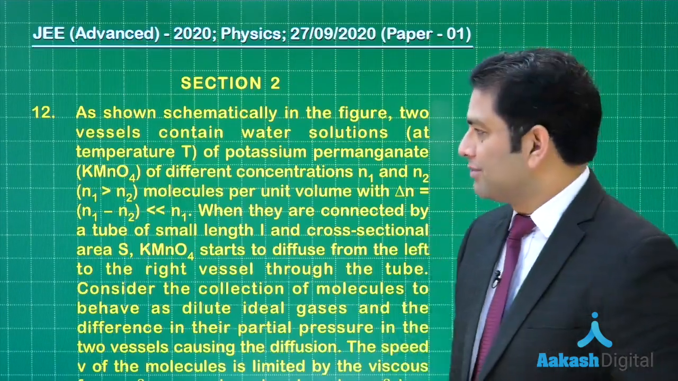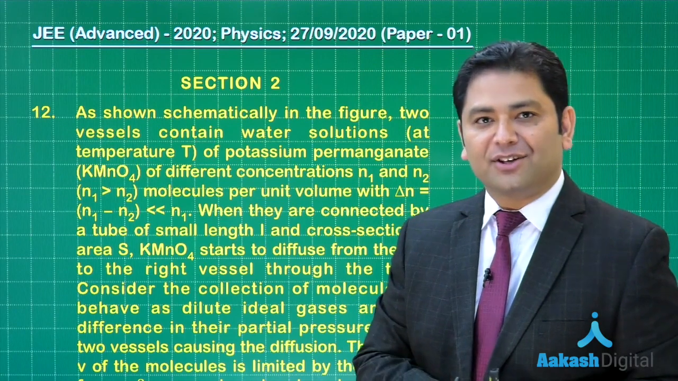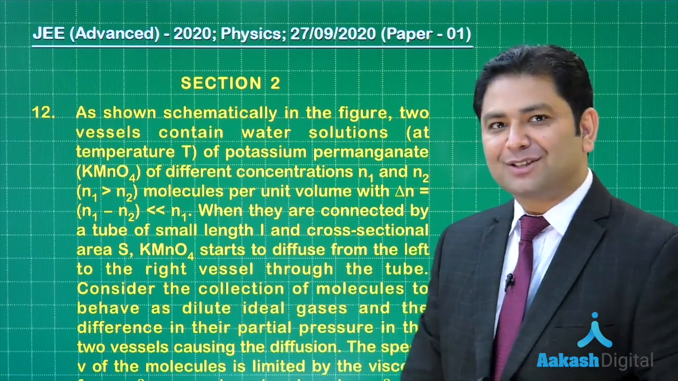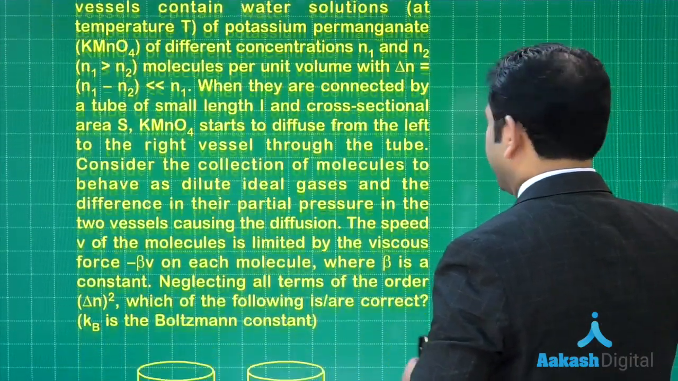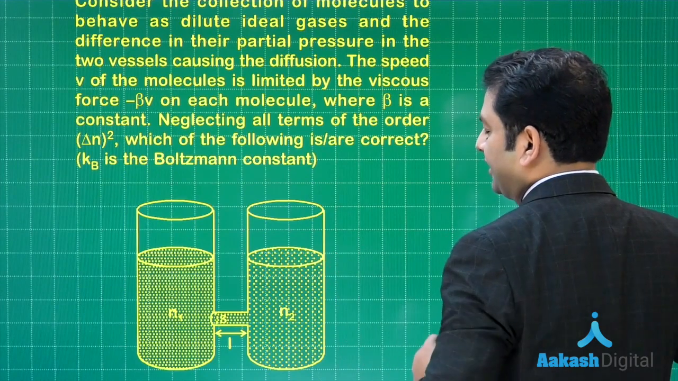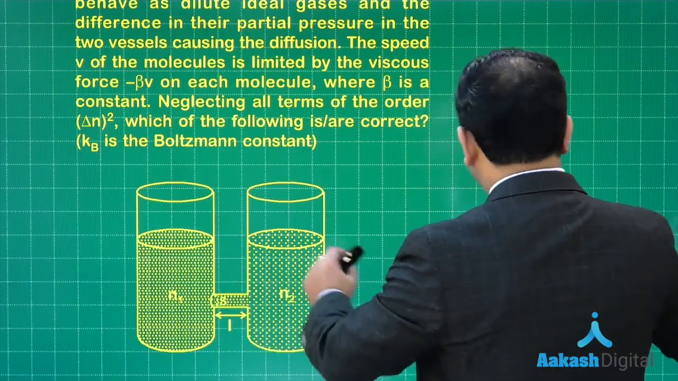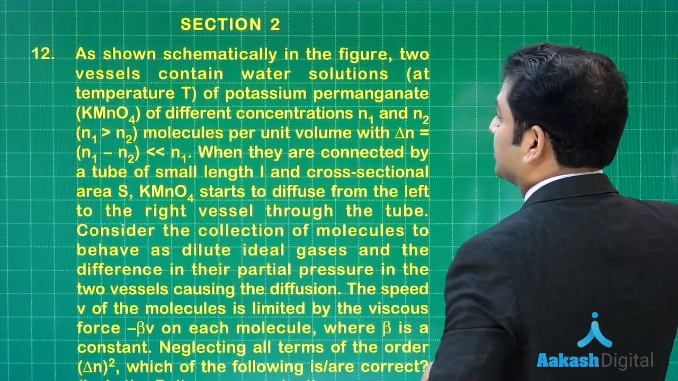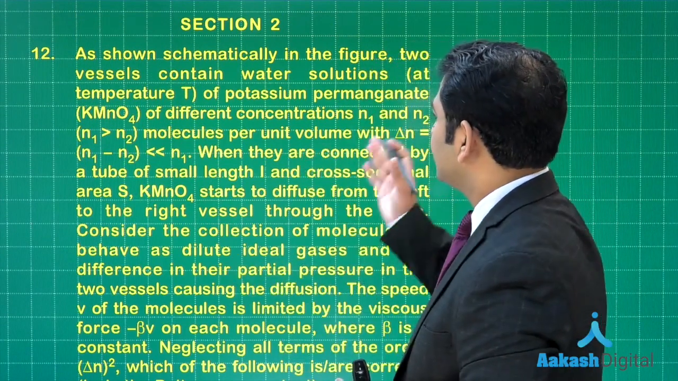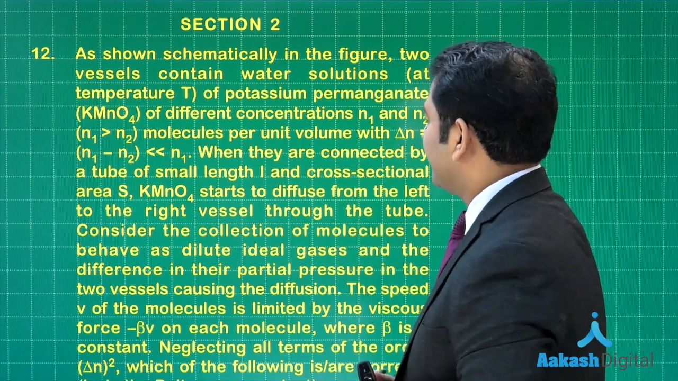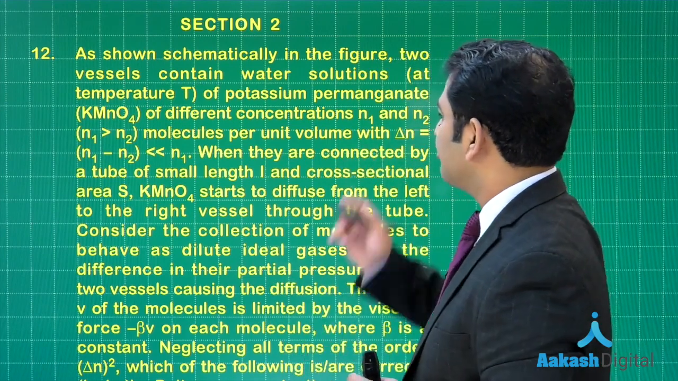Let's see. Question number 12, it's another very beautiful question that centers around kinetic theory of gas, and a little bit of viscosity is also involved. Let's see what it says: as shown schematically in the figure. So let me show where is the figure. This is the figure, and you could say there are two vessels, and these two vessels are connected by a horizontal tube. Let's go through the question. It says both the vessels contain water solution of potassium permanganate, and the temperature of both the sides is T, while the concentration is different.